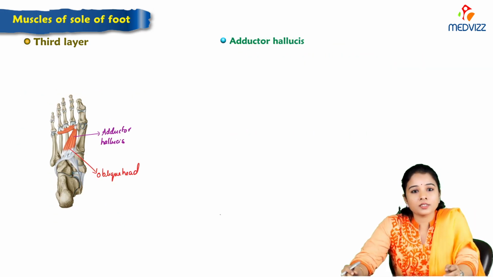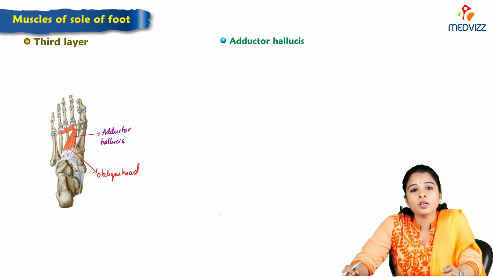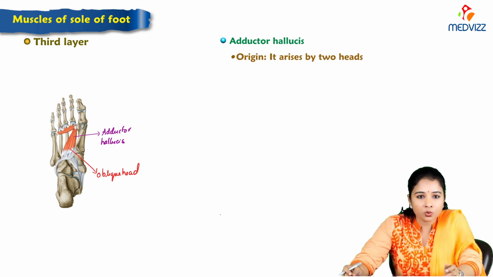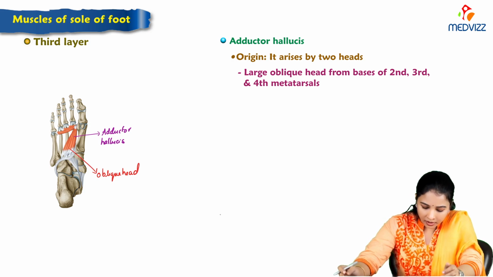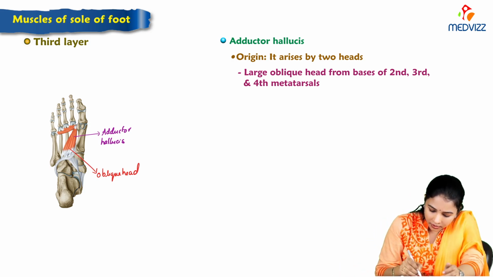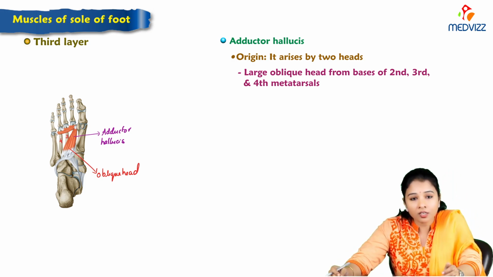The next muscle is the adductor hallucis, which is present in the third layer. Adductor hallucis arises by two heads, the large oblique head which arises from the base of the second, third, fourth metatarsal bone. Here is the second, which is hiding below the muscle, here is the third, and this is the fourth metatarsal bone.